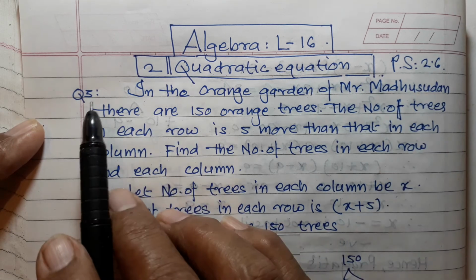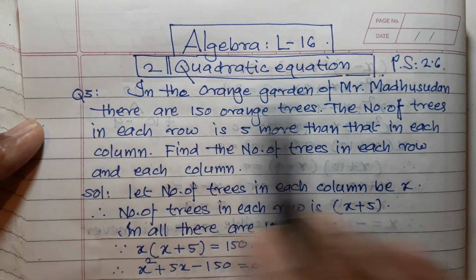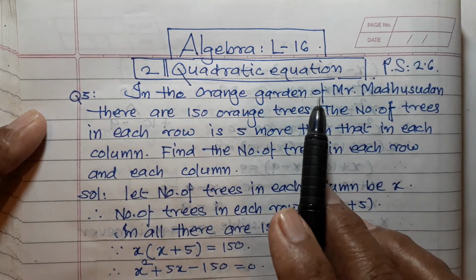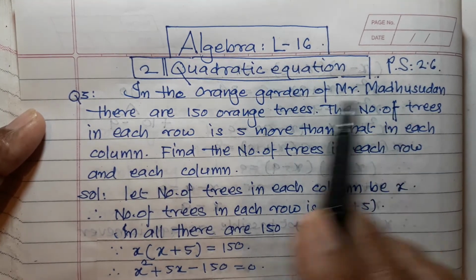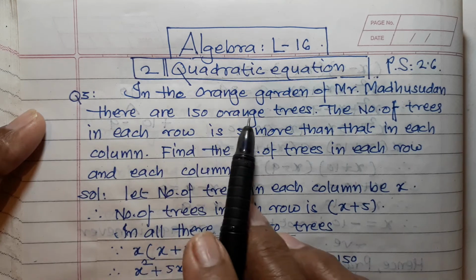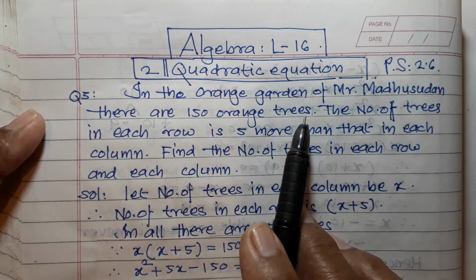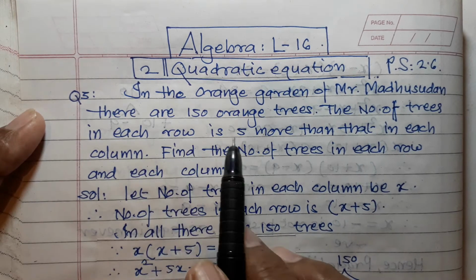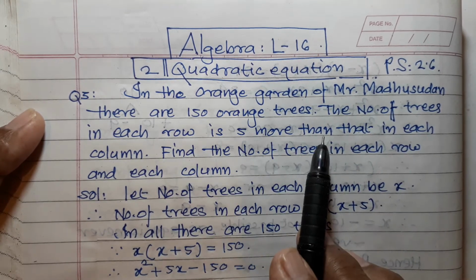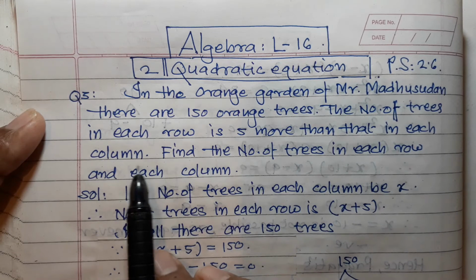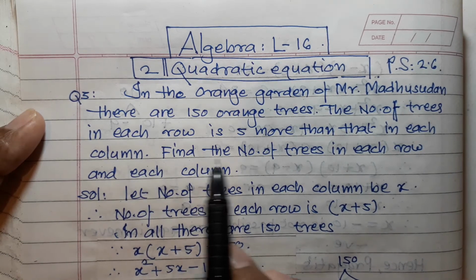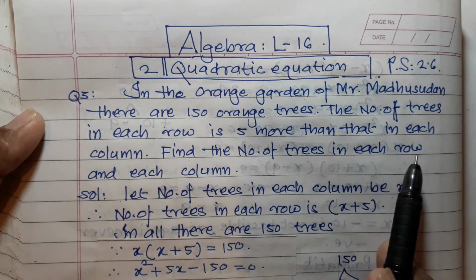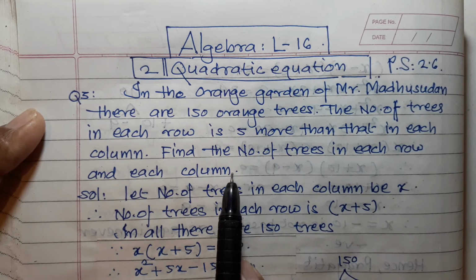Okay, question number 3. In the orange garden of Mr. Madhusudan, there are 150 orange trees. The number of trees in each row is 5 more than that in each column. Find the number of trees in each row and each column.